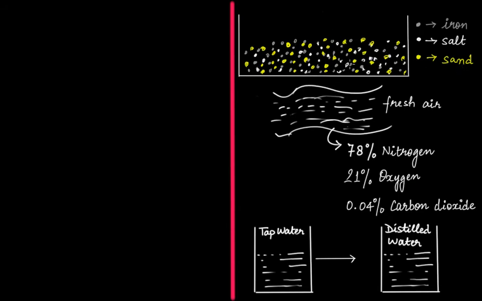If we mix them, then it's actually a mixture. Why is this a mixture? Because it is a physical combination. It's a physical combination of three different substances. Listen to this word properly.